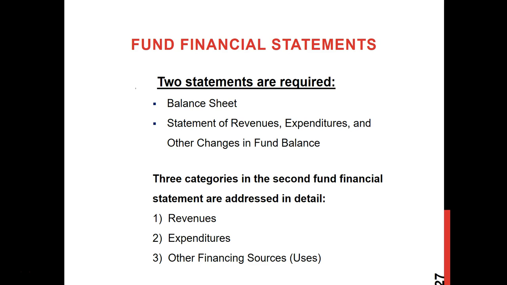So for fund financial statements, they will prepare a balance sheet and they will prepare another income statement type of statement, which includes revenues, expenditures, or any other changes in fund balances. And when they prepare this statement of revenues and expenditures, they will show it in three categories: revenues, expenditures, and other financing sources. And remember, fund financial statements basically focus on your current period's items.